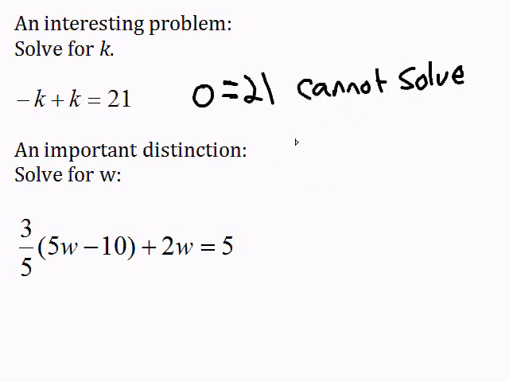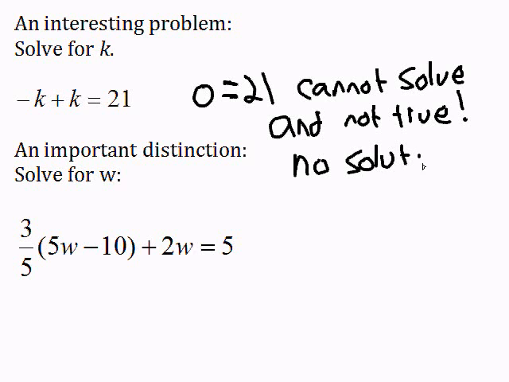Not only can we not solve it, but we're left with a statement that's not true. Since this statement's not true and we have no variable to solve for, we say that there is no solution. Again, this only really happens when all the variables go away and you're left with two numbers that are not equal to each other. Please take a look at that last example, try to work it out on your own, and press play when you're ready to see the answer.